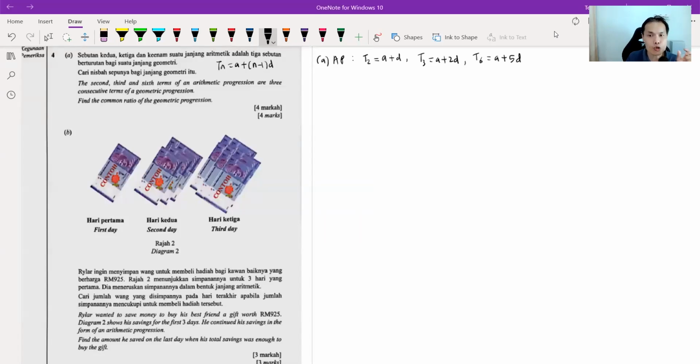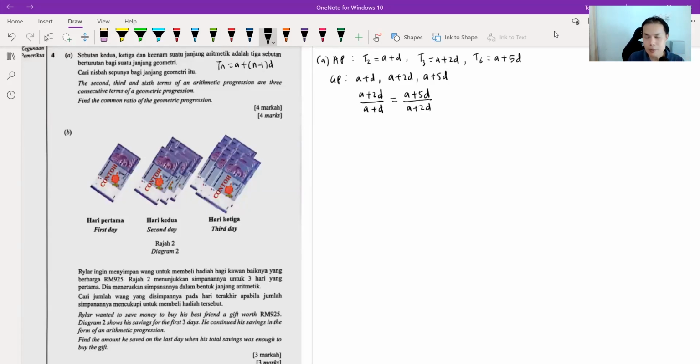These are the first 3 terms of a geometric progression. So for the GP, my first term is a plus d, my second term is a plus 2d, and my third term is a plus 5d. In a geometric progression, you must have a common ratio, meaning the ratio of 2 consecutive terms is a constant. So T2 divided by T1, (a plus 2d) over (a plus d), is the same as T3 divided by T2, (a plus 5d) over (a plus 2d).